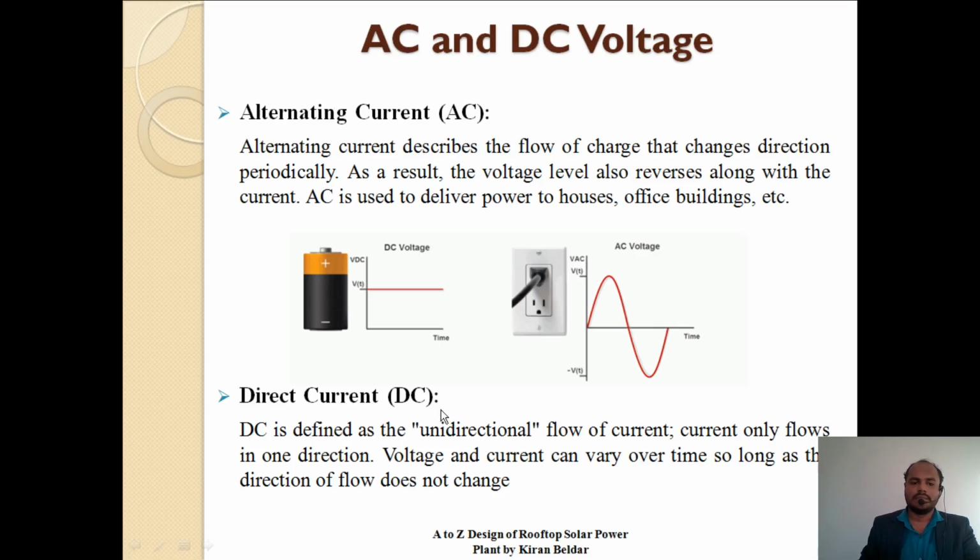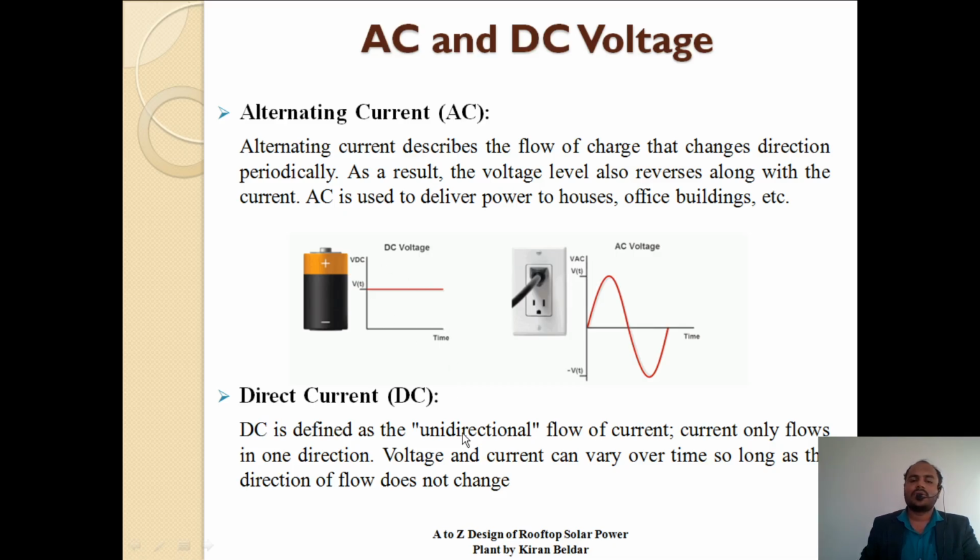Direct current, DC. DC is defined as the unidirectional flow of current. Current only flows in one direction. Voltage and current can vary over time so long as the direction of flow does not change. As we see in this diagram, at a constant voltage the flow is constant, therefore it is called direct current.